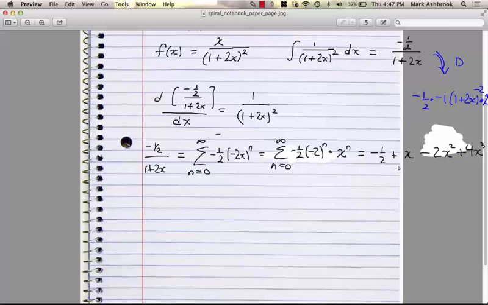Sorry, that's hard to read. So negative a half plus x minus 2x squared plus 4x cubed, etc. Agree? Okay, so then what do we say? We're going to take the derivative of everything, and when we take the derivative, we're going to get this. And then all we need to do with that power series is multiply it by x, and we'll have the power series for x over 1 plus 2x quantity squared. So the derivative we know is 1 over 1 plus 2x quantity squared.